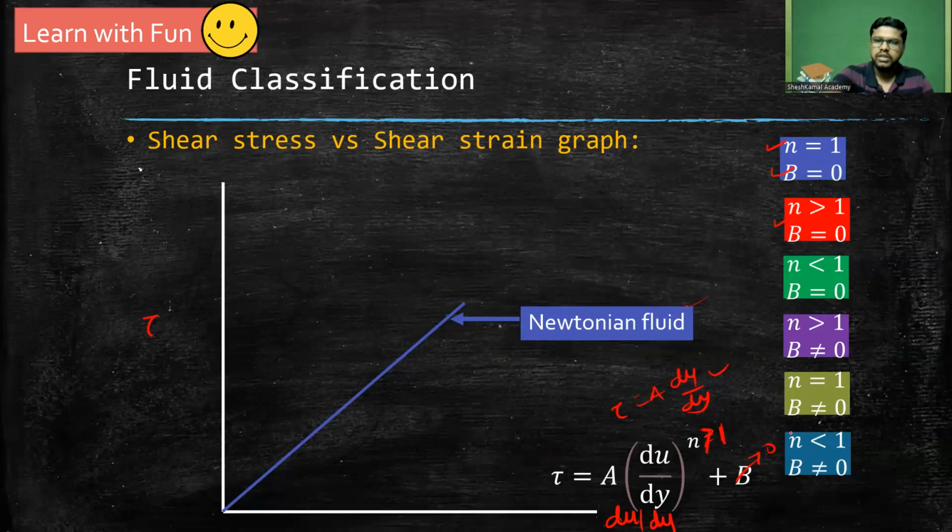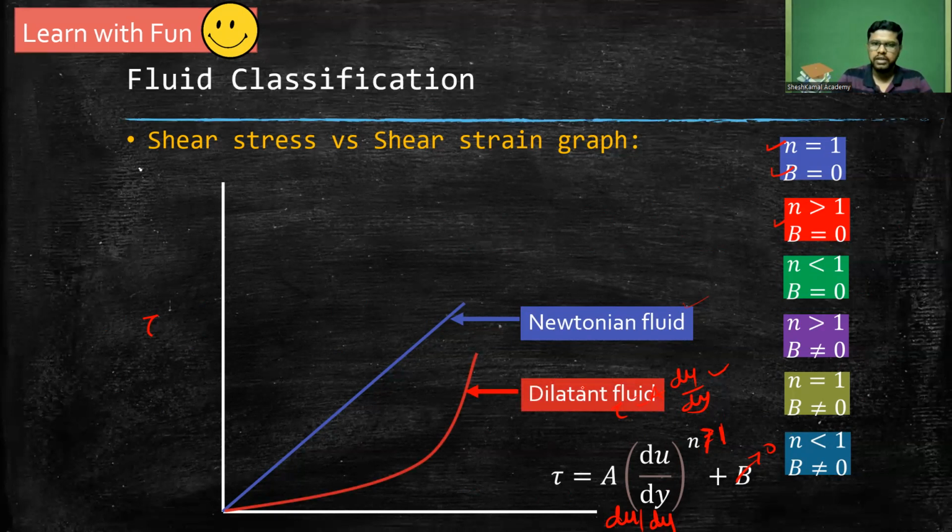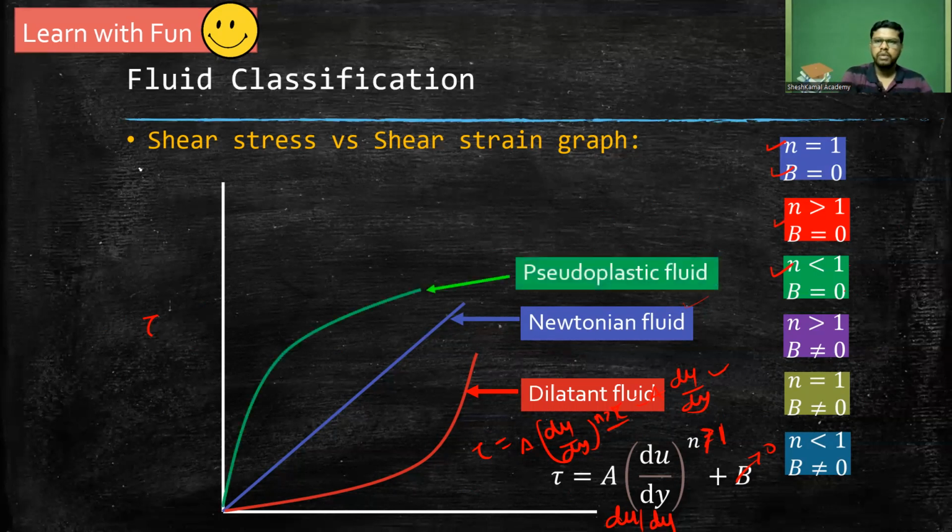Now let us see the representation for such a fluid. Such a fluid is called a dilatant fluid. So the relation for dilatant fluid is tau is equal to a (du by dy) raised to power n, where the value of n is greater than 1. So the nature of such a fluid looks like this. Now next is the third one, n is less than 1 and value of b is 0. Now see the representation on shear stress versus velocity gradient. We call it a pseudoplastic fluid.